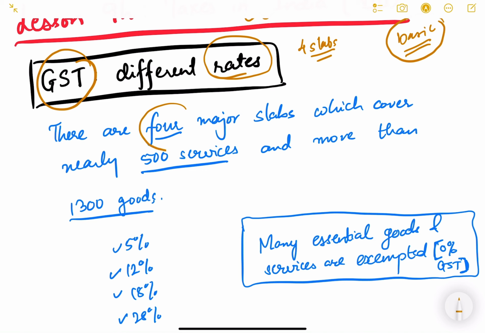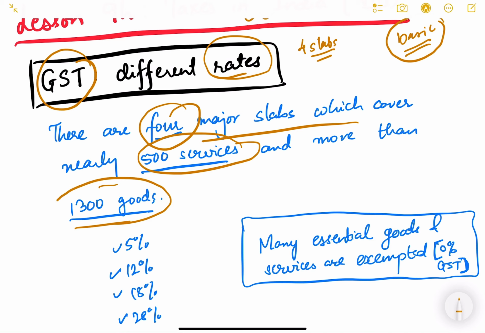So there are 4 major slabs which cover nearly 500 services and more than 1300 goods. Okay, so there is a list present on the GST portal of different services and different goods which will come into different slabs of GST. So they have enumerated about 1300 goods and more than 500 services. It is impossible to remember all these 1800 things, okay, which will fit where, but we can use a little bit of logic as to which is fitting where, and we can remember some of the major and important things.